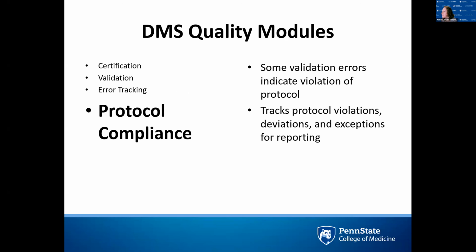So for example, if an eligibility form indicates that a participant is ineligible, but they proceed to go and be randomized anyhow, this would signal a protocol violation in almost all of our studies. And so the error tracking system that I previously talked about will signal this to a data manager and allow them to forward that error to the protocol compliance module and assign those errors to either a protocol violation report, a deviation report, or an exception report.